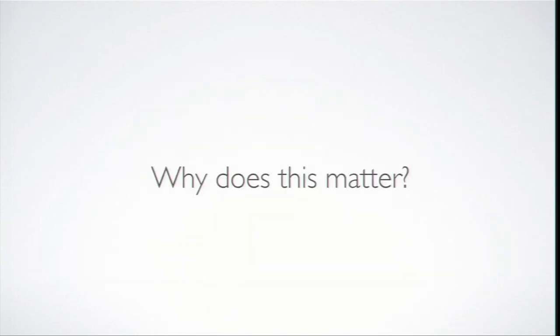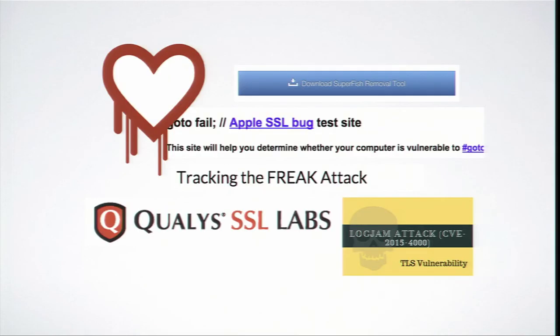Okay. So why does it matter? Why should you actually care about this crypto stuff? I mean, if you look at InfoSec Twitter any day, you see 1,000 new vulnerabilities every week, and only a few of them are related to crypto. So who cares about this stuff? Well, the answer is, we all care about this stuff because it's getting worse.